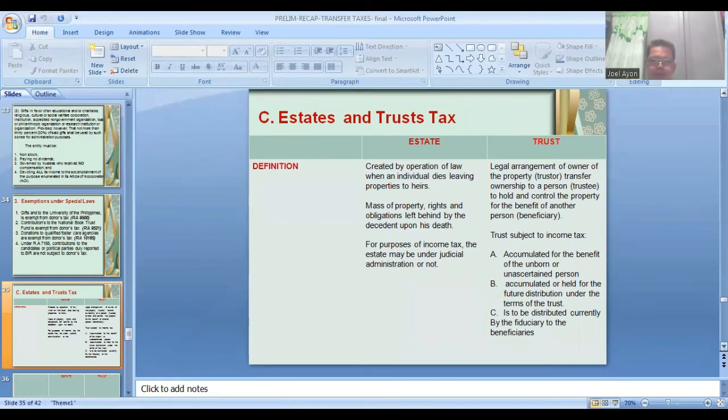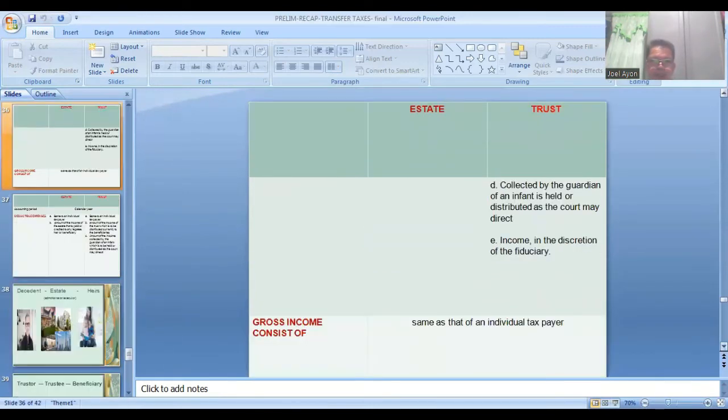All right. So another distinction between the estate and trust: income is collected by the guardian of an infant, and is held or distributed as the court may direct, or in the discretion of the fiduciary. However, the gross income of estate and trust is the same as that of an individual taxpayer.